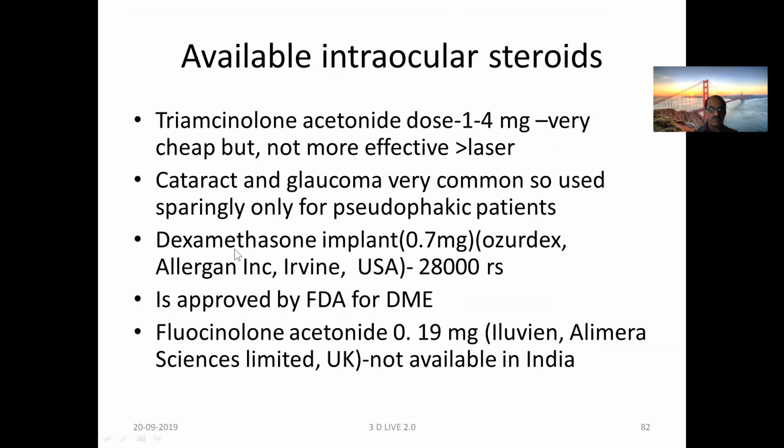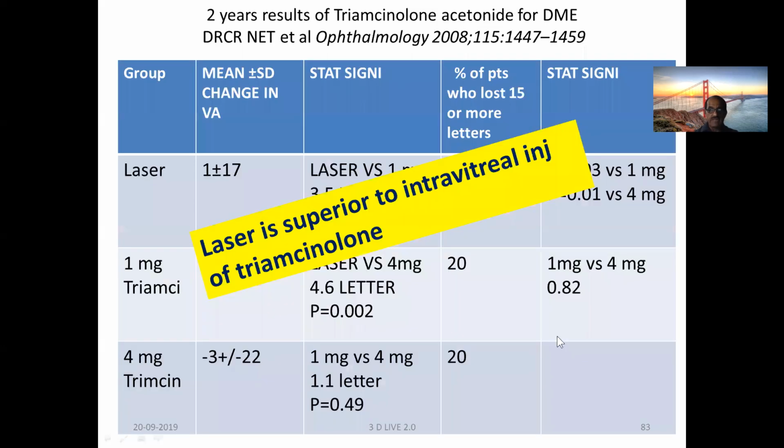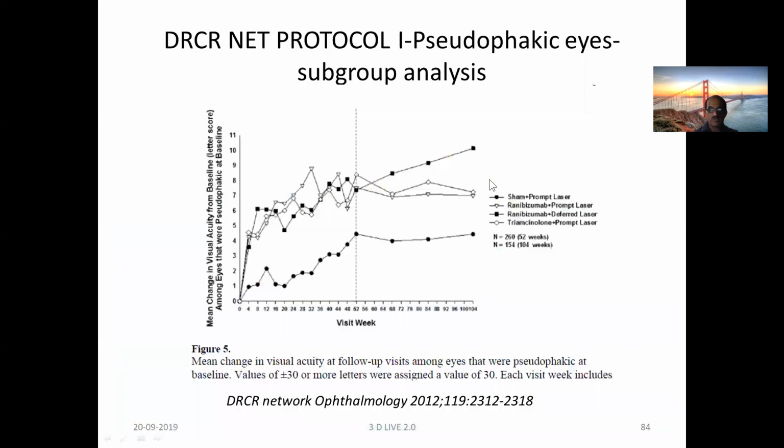But the more commonly used are the dexamethasone implant called Ozurdex, which costs about 28,000 rupees and is approved by FDA for DME, and fluocinolone acetonide, which is not available in India, called Iluvien. It's approved by FDA in America and other places. A study showed that laser is superior to intravitreal triamcinolone injection, so most people don't use it, except in a subset of pseudophakic patients because they don't have cataract, though they may still develop glaucoma.